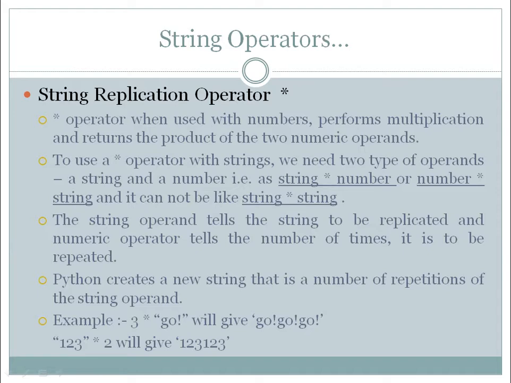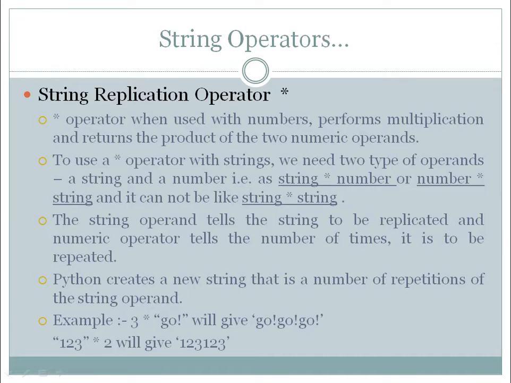The string operand tells the string to be replicated and the number operand tells the number of times it is to be repeated. The string that you will provide will be taken as the value to be repeated, and the numeric value will be the number of times that string will be repeated. Python creates a new string that is a number of repetitions of the string operand. Suppose, let us see the example.